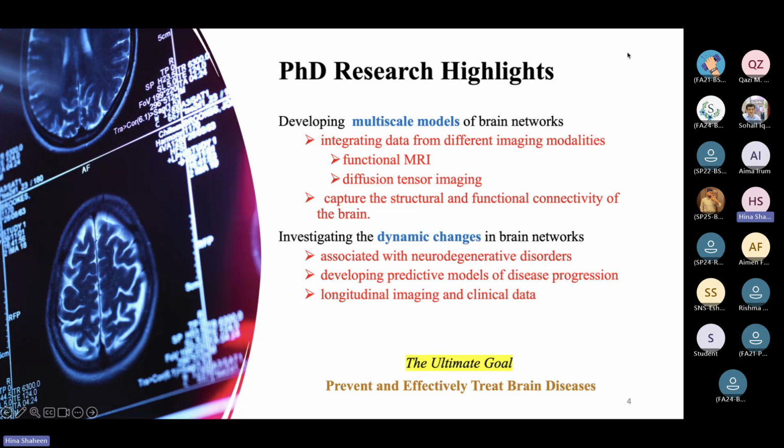So now, what I have done during my PhD: we have developed a multiscale model of brain networks by integrating data from different imaging modalities, by using functional MRI scans of the brain and diffusion tensor imaging to capture the structural and functional connectivity of the human brain. Because the human brain is the most complex organic structure known, and a major challenge of brain modeling lies with its multiscale spatial and temporal nature, because it covers scales from synapses to the entire brain.